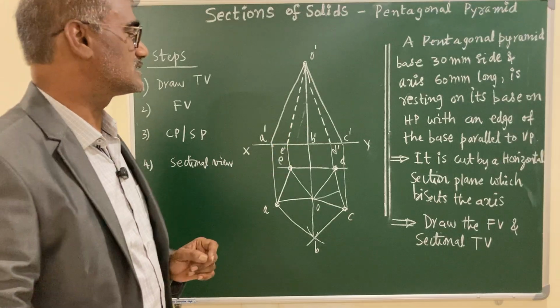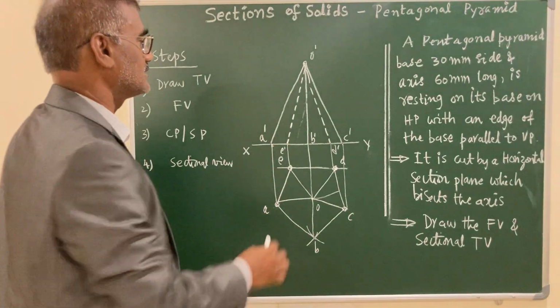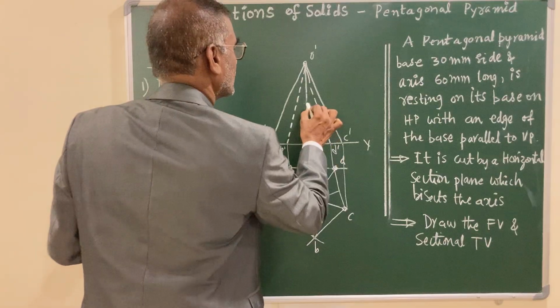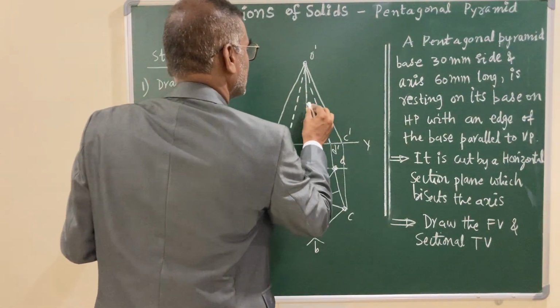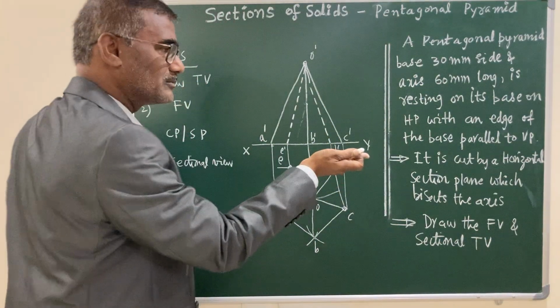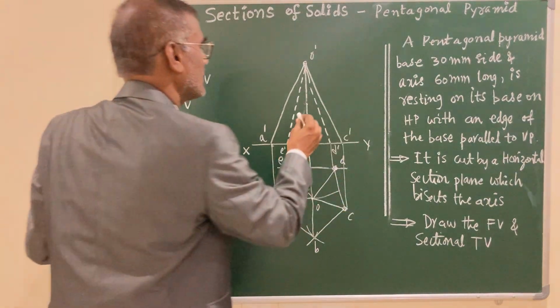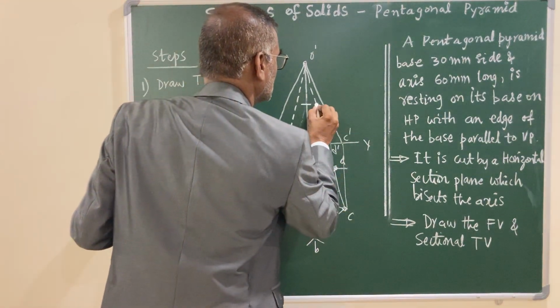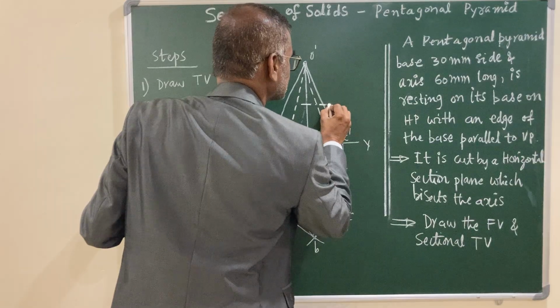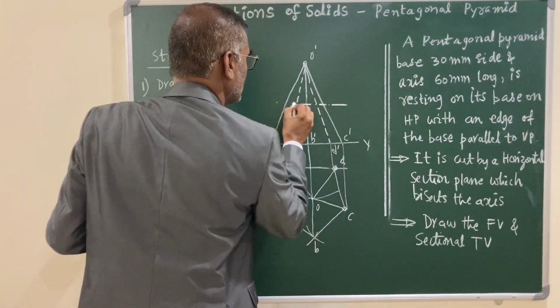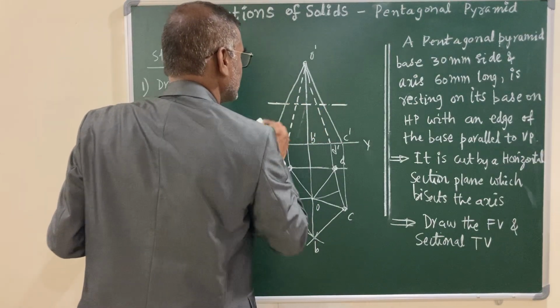It is cut by a horizontal section plane and it's bisecting. The height is given 60 mm. Locate the midpoint. And passing through the midpoint, it is said to be horizontal section plane. Draw a horizontal line parallel to the base and mark the notation for the cutting plane.